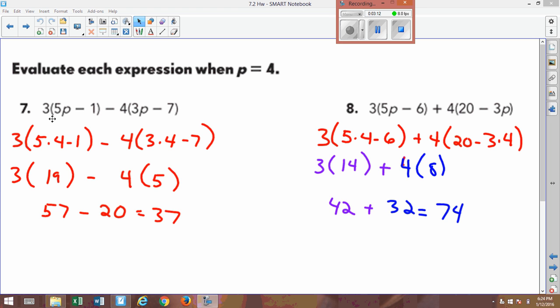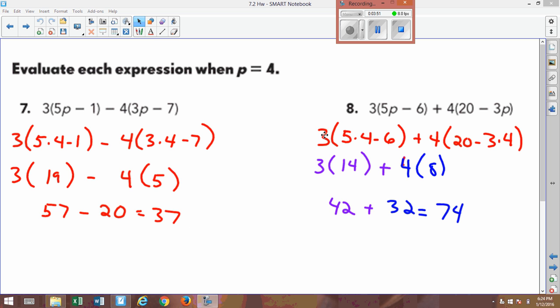Next question. You're going to substitute in 4 for all your values of p. So I have 3 times 5 times the p value, which was 4, minus 1. You have to solve inside your parentheses first. Minus 4 times 3 times 4 again, because it's p minus 7. I solved each of these individually because you can solve both sides equally. 5 times 4 is 20, minus 1 is 19. 3 times 4 is 12, minus 7 is 5. I then did 3 times 19 is 57. 4 times 5 is 20. Subtracted them and got 37.